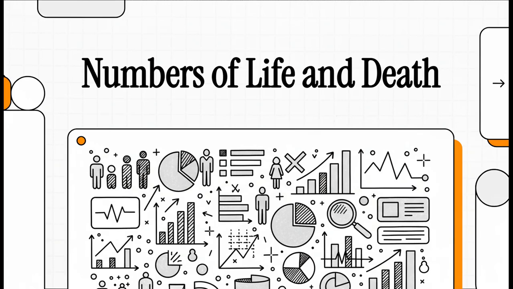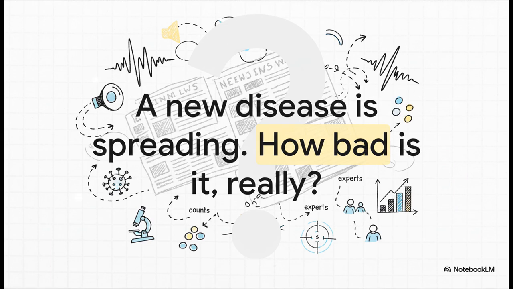Today, we're getting into something you see all the time in the news, the numbers of life and death. You know, the core stats that public health experts use to figure out what's going on with our health. But what do they actually mean? Let's break it down.